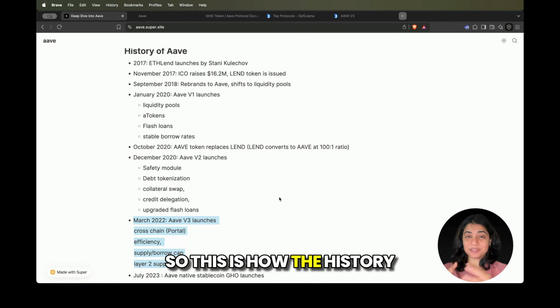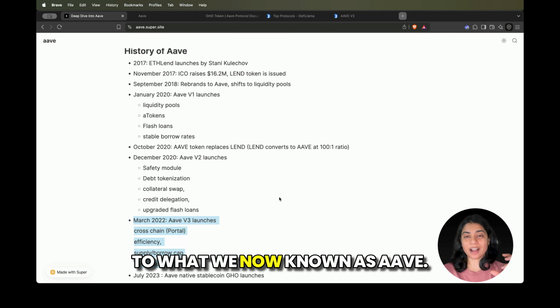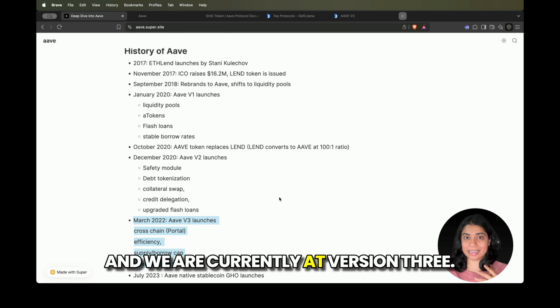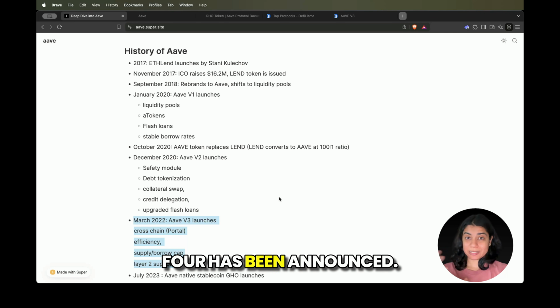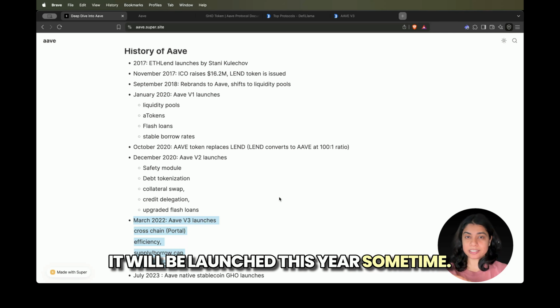So this is how the history of Aave looked. We have seen how it has transitioned from ETHLend to what we now know as Aave, and we are currently at version 3. Version 4 has been announced. It will be launched sometime this year.